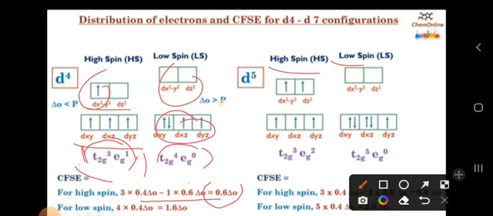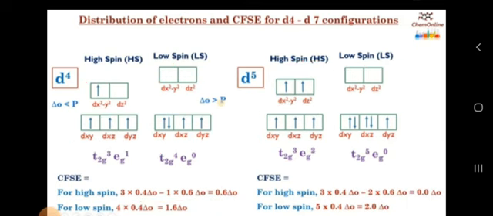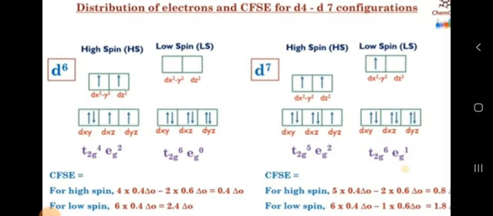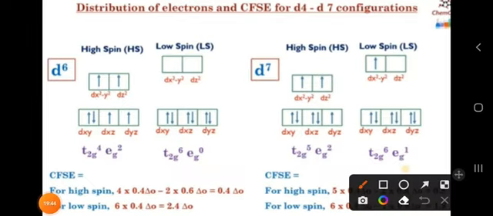Low spin, how many unpaired electrons are we having here? Total 5. Sorry, 3 into 0.4, 2 into 0.6 minus. If it is low spin, a total of 5 electrons we are going to take, here 2 and here 0. And coming to d6, d6 is also the same. For d4 to d7, this is for high spin, this is for low spin.